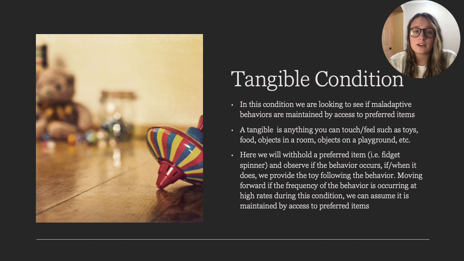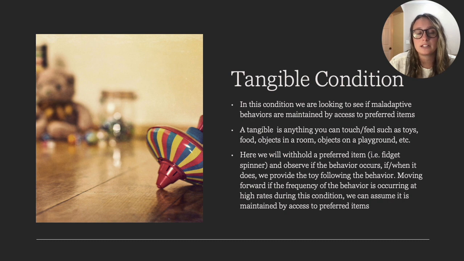And essentially it's going to be a very preferred item to a client, where we would see maladaptive behaviors occur if we are withholding, and it is maintained by access to preferred items. So here we would let the client go ahead and play with a very high preferred item, which we would know from a preference assessment. It could be, let's say, bouncy balls. So we would let the client play with the bouncy balls for 30 seconds to a minute.